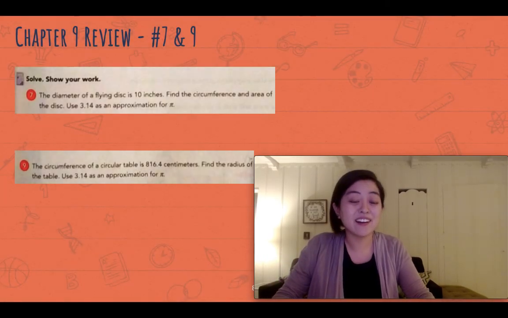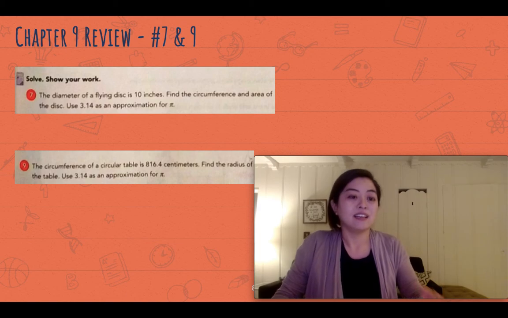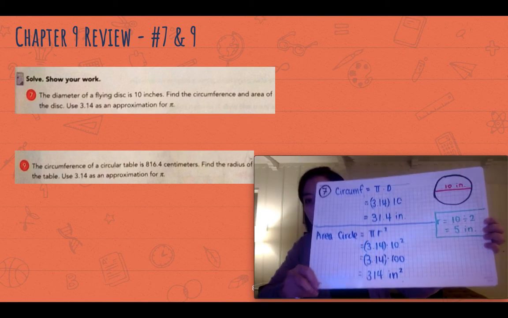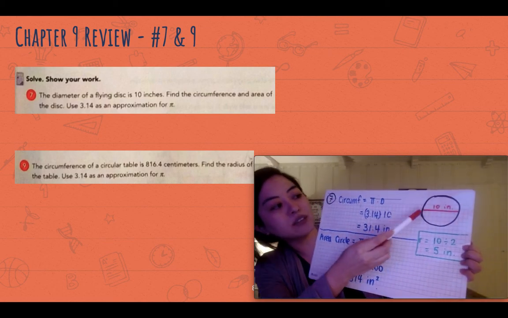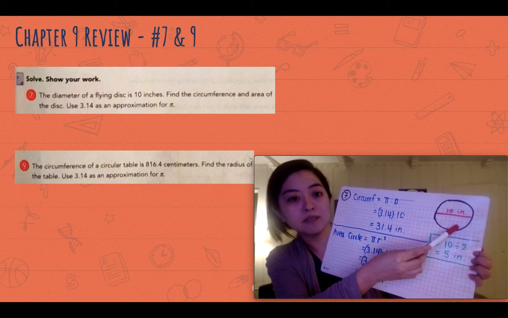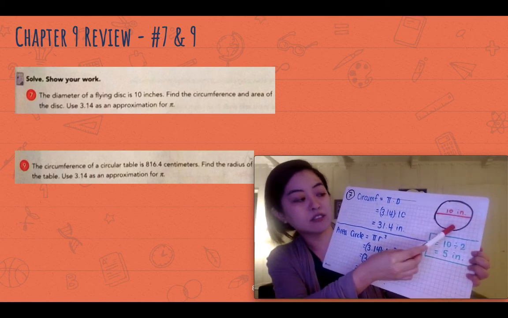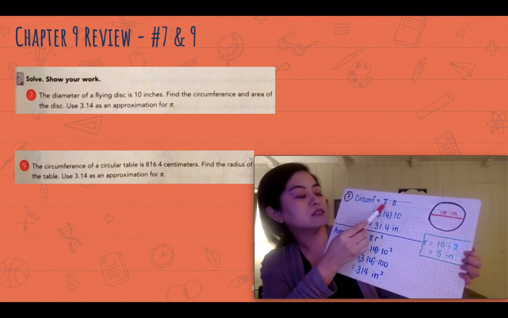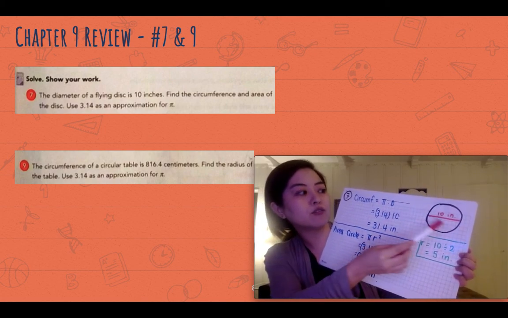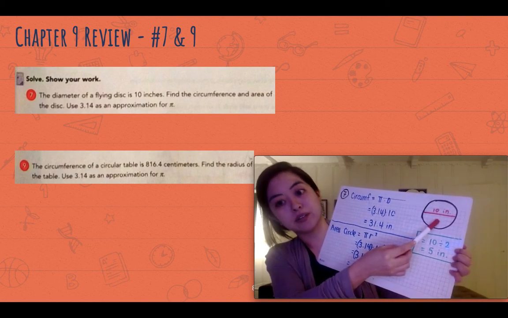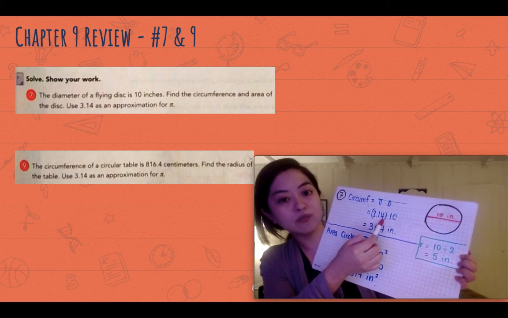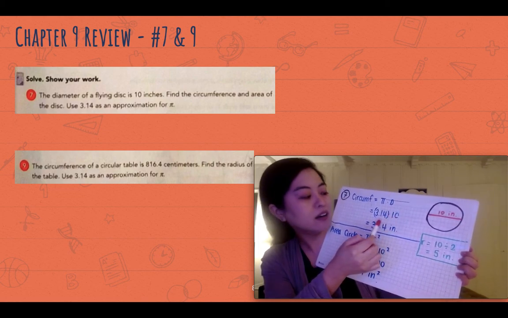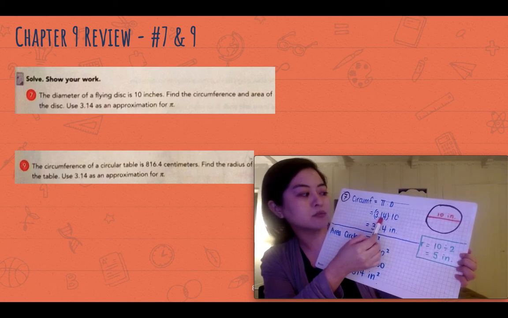Hi again. All right, let's look at 7. So I just drew a picture to help me understand. We have a disc with a diameter of 10 inches, and we want to find the circumference and area. So the circumference is pi times d. I'm going to use that formula because I have my diameter here, which is 3.14 times 10. And I love that because when I multiply by a 10, I know I just have to move the decimal place to the right once.